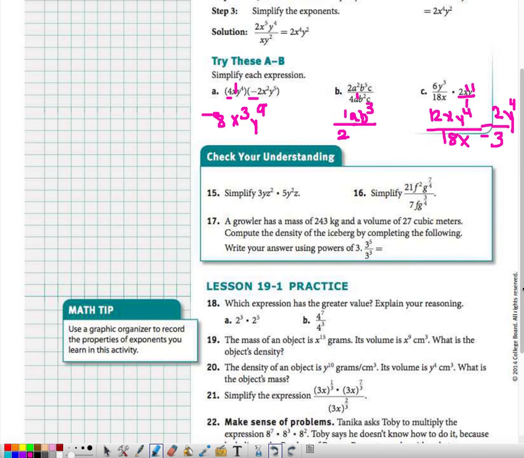Hit pause on the computer or on your video and try the check for understanding, and then once you're done, come back and check your answers. Alright, so now that you've paused, let's check your answers.